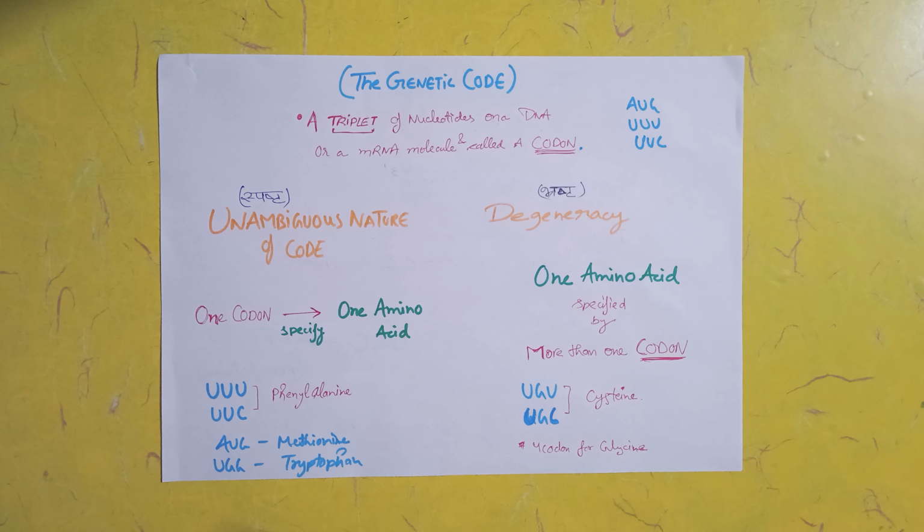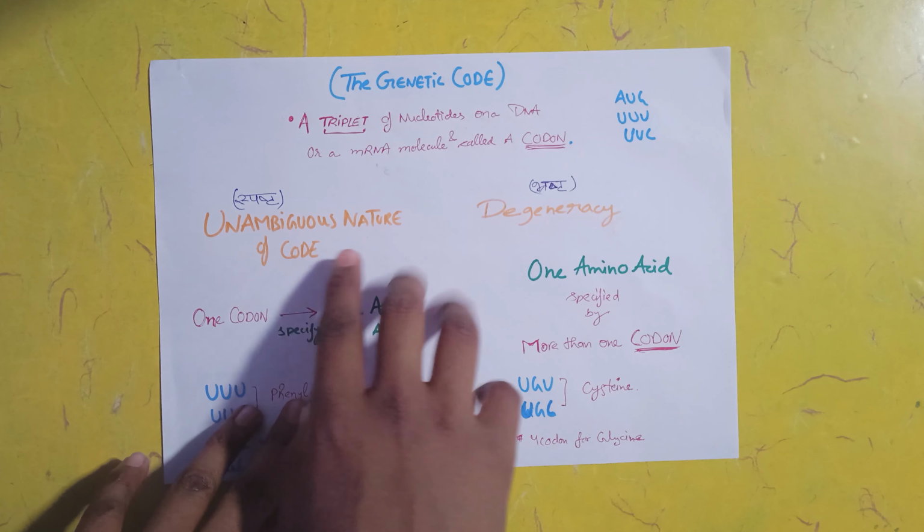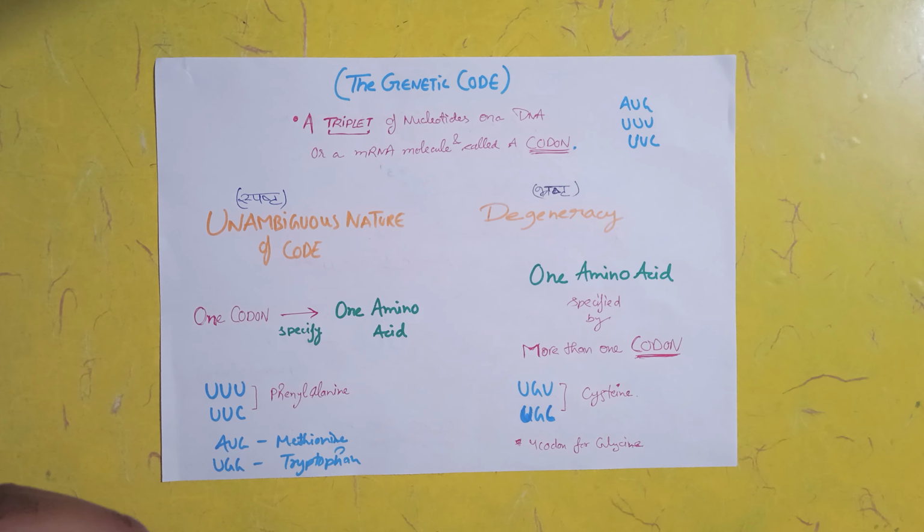The genetic code has several properties, but two of the most confusing properties of the genetic code that I think students have confusion in are these two. First, the unambiguous nature of the code and the degeneracy of the code. If I literally translate these words in Hindi, unambiguous का अर्थ हिंदी में होता है स्पष्टता. अब कोड की स्पष्टता से हम क्या समझते हैं?